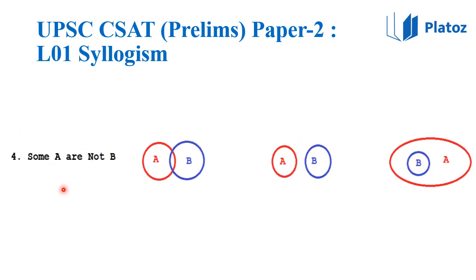Then we have some A are not B. So all this region of A is not falling within B. So some A are not B. And when there is no intersection at all, it can also be told as some A are not B. And some A are not B, in this way also we can represent all this region, some A are not B.